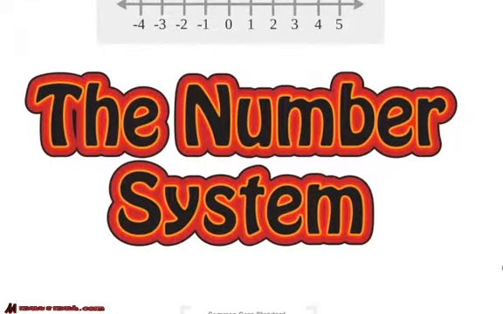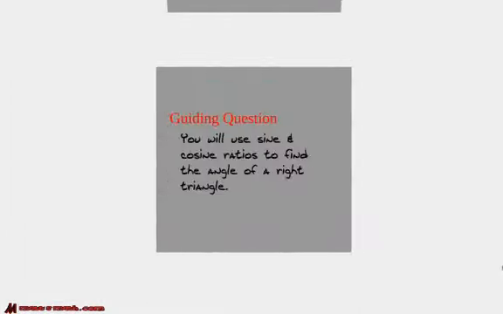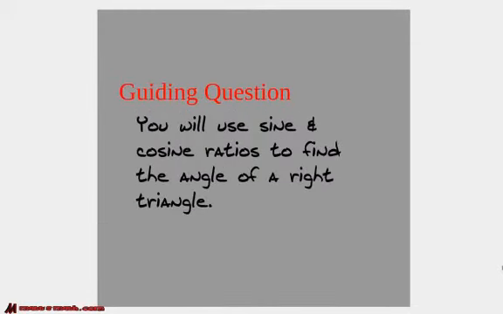We're in the Math Common Core standard of the number system, and we're going to be working with right triangle relationships today. Our guiding question and our goal today is we're going to use sine and cosine ratios to find the angle of a right triangle, as well as unknown measurements in those right triangles, okay?